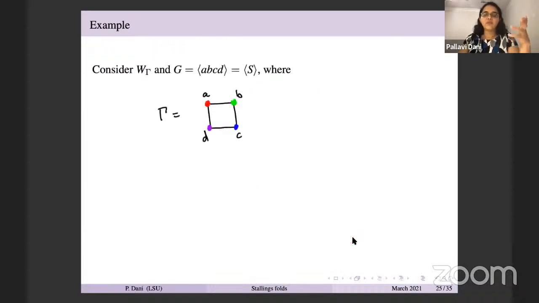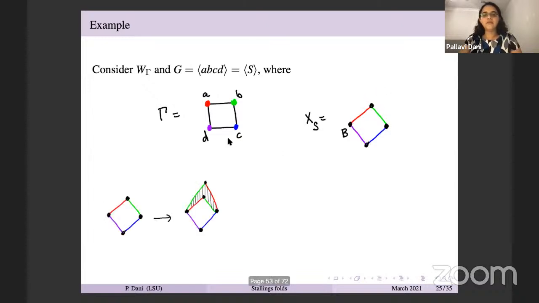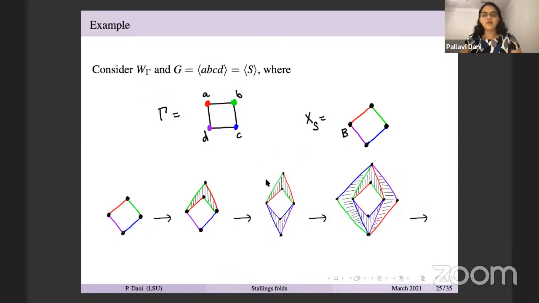On the other hand, here's one where it's not going to terminate. If you have the graph gamma, which is a square, and group G, which is generated by ABCD, which coincidentally also turns out to be a square, then you start with no folds, but you can do a cube attachment. That means you attach a red-green square, because red and green commute, and similarly purple and blue commute, so you attach that square. Then green and blue commute, so you attach a square here, and red and purple commute, so you attach a square here. You can see that this process is never going to end.